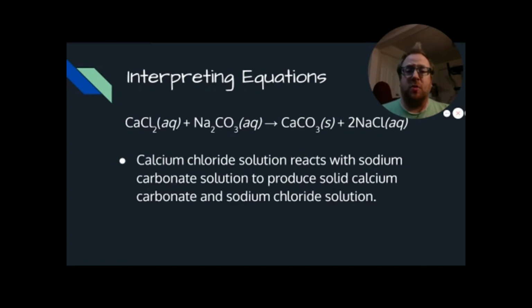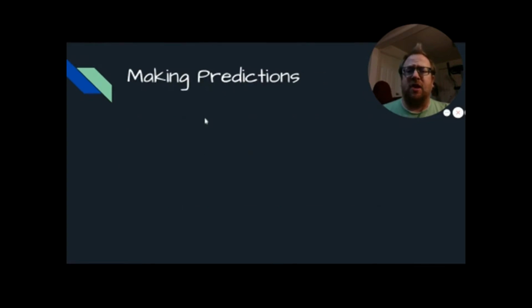So that's how we would take this equation and turn it into a sentence, what we call interpreting that equation. Now, if I were to carry out this chemical reaction, what would I expect? What would I predict as far as what my reactants are going to look like, what my products are going to look like? What is that chemical reaction going to look like? I want to make a prediction so that when I do it, I know if I'm getting what I thought I was going to get.